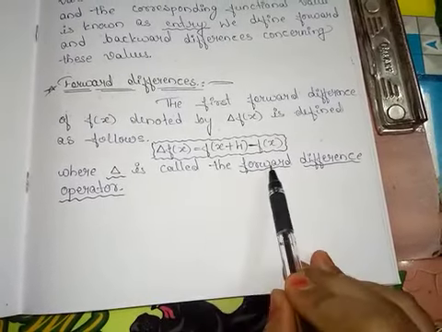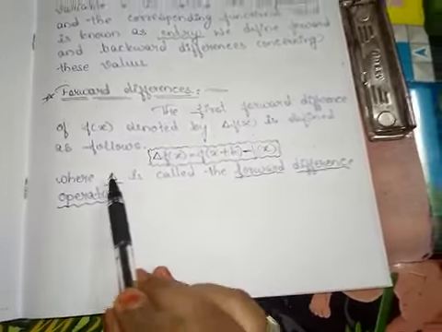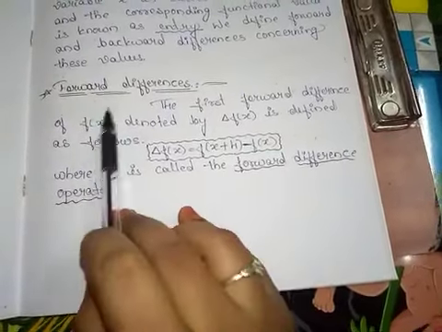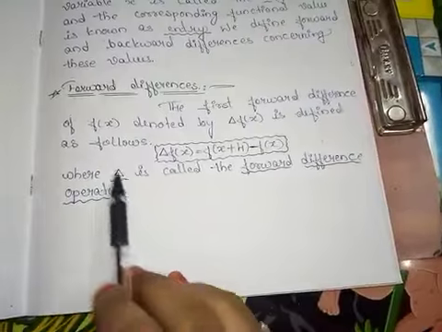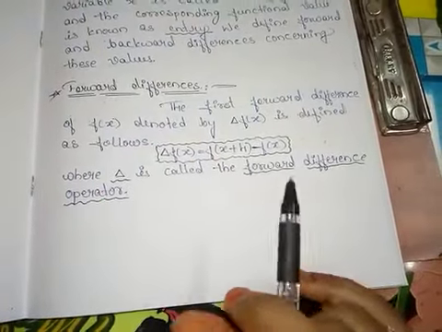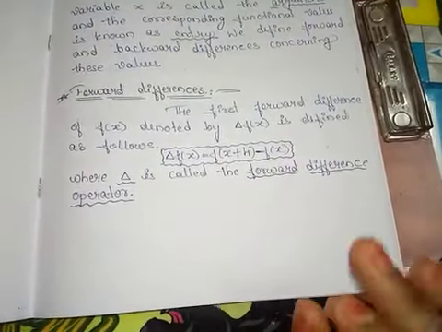is called the forward difference operator. This delta is called what? Forward difference operator. This is the operator for forward differences. This is the definition of forward difference.